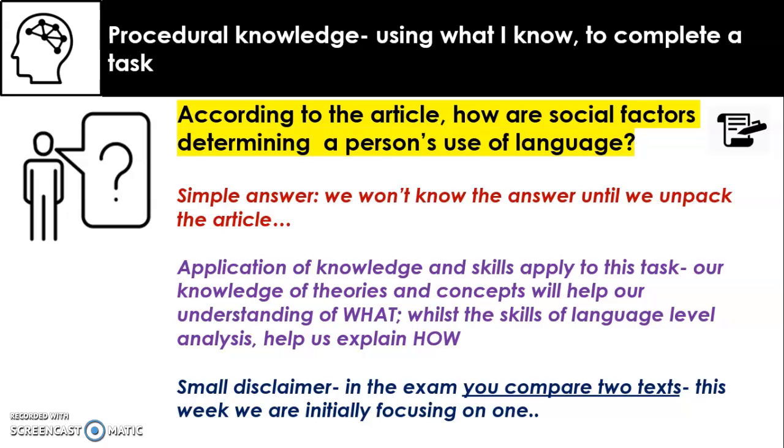So we know that really what's guiding our reading, in one sense, is this overarching question. According to the article, how are social factors determining a person's use of language? And the article is already suggesting a descriptivist perspective from our writer, that actually social factors do influence a person's use of language, but they shouldn't. And that is an important distinction.